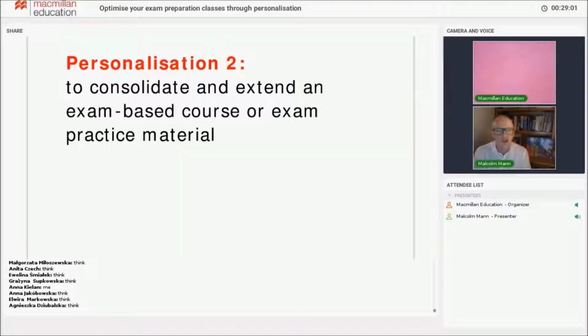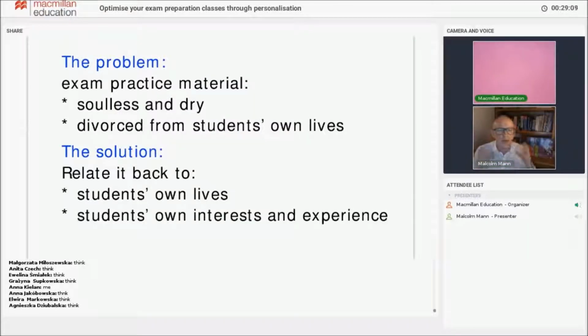Let's move on now to think about personalization 2, to consolidate and extend an exam-based course or exam practice material. Now, the problem, as we said earlier, with exam practice material is that often it's soulless and dry, and most or all of the exam tasks that we're preparing our students for are divorced from their own lives. They're not the kind of things they do in their everyday lives outside of the classroom.